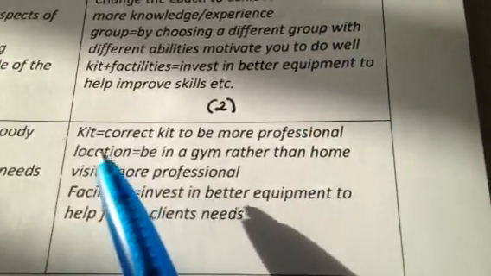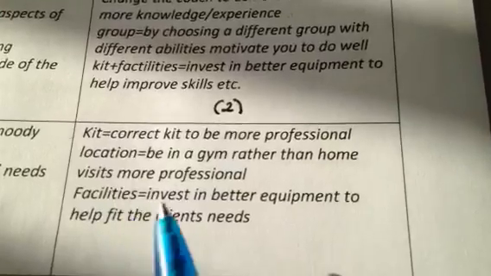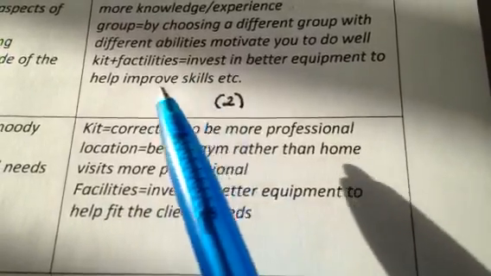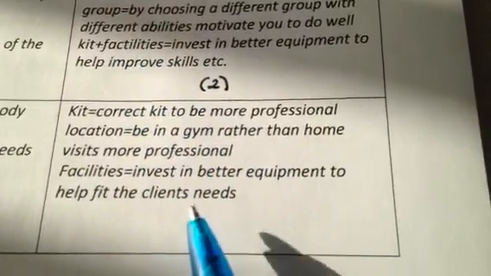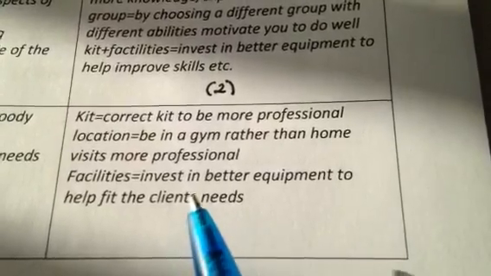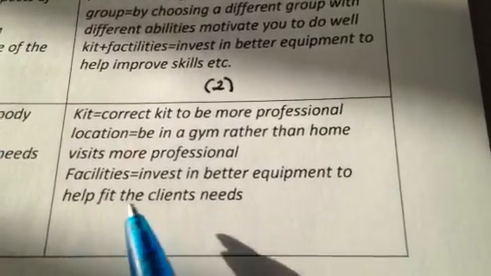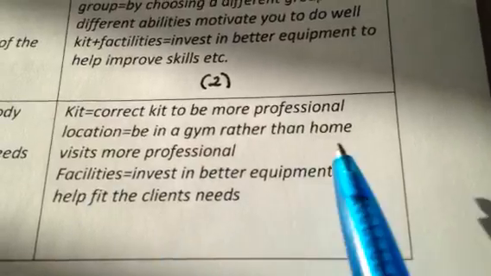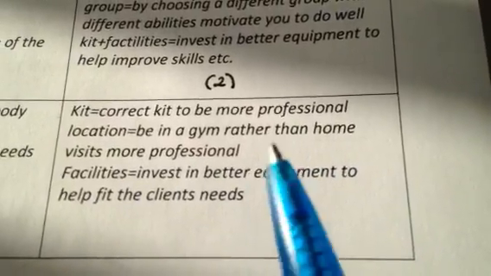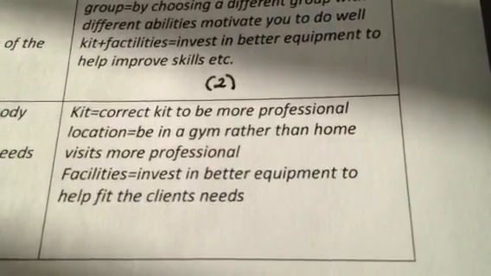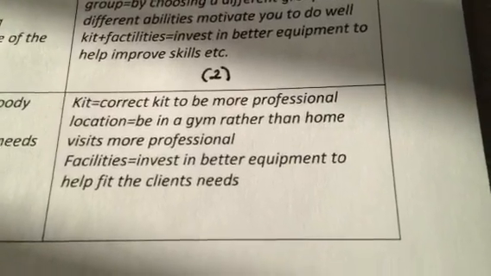Also, facilities, if you have good kit as well, this links back to the athlete, but if you have good equipment and facilities, then it's going to help the client's needs because you've got that equipment to fit their needs. So by reaching those needs, you're going to reach the targets that you set for your client.